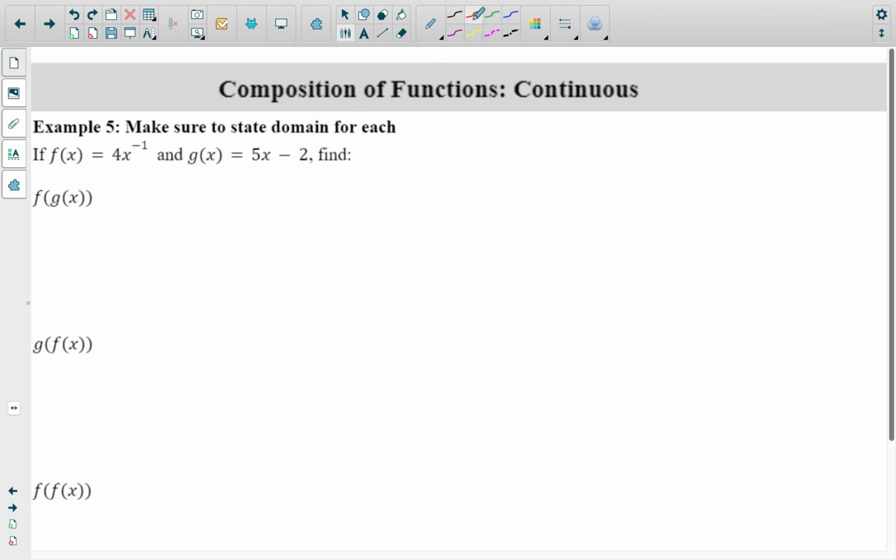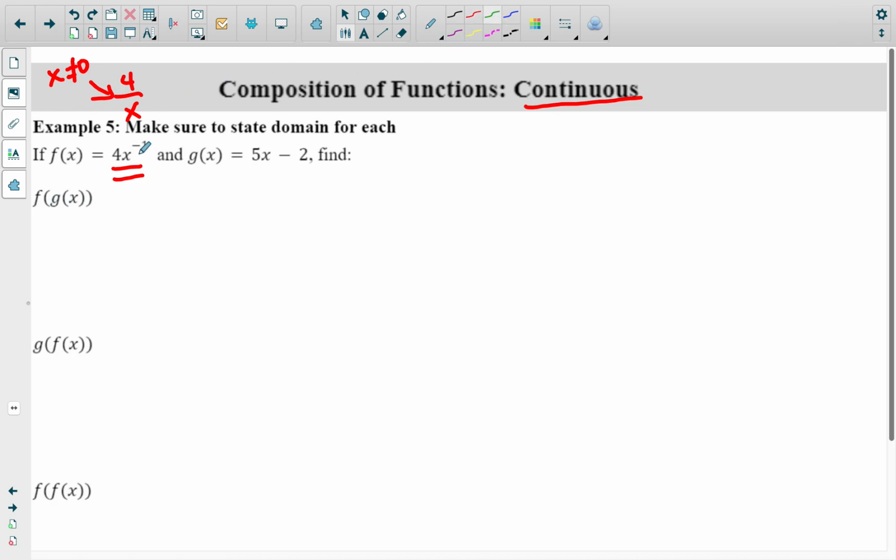Because going forward in calculus, okay, calculus is all about continuous functions, okay? So continuous, it just means that we're going to be working with equations in terms of x. All right, so here f of x equals 4x to the negative first. Notice that this would be the same as 4 over x, meaning that we need to be careful with our x's. We would not be able to plug in 0, okay? So x here could not be equal to 0 in that original function. G of x equals 5x minus 2.